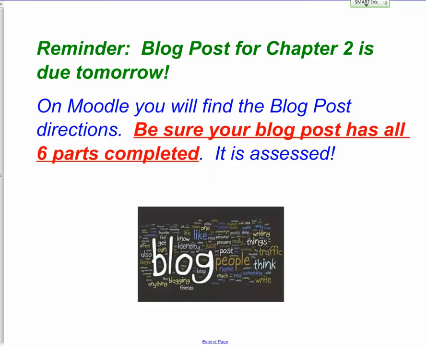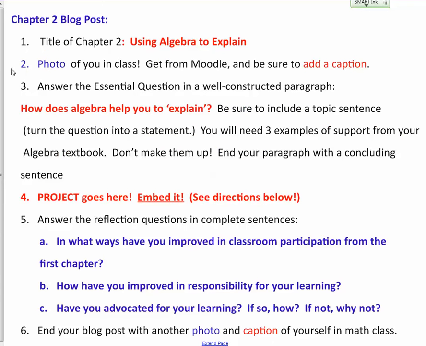So just a reminder that you need to really be sure that all 6 parts of your blog post are on your blog tomorrow. Remember, part 1 is the title, Using Algebra to Explain. Part 2 is a photo with a caption of you in class. Part 3 is the major mathematical part I'm going to grade. So it is rewriting this question as a topic sentence, 3 examples of support from your textbook.